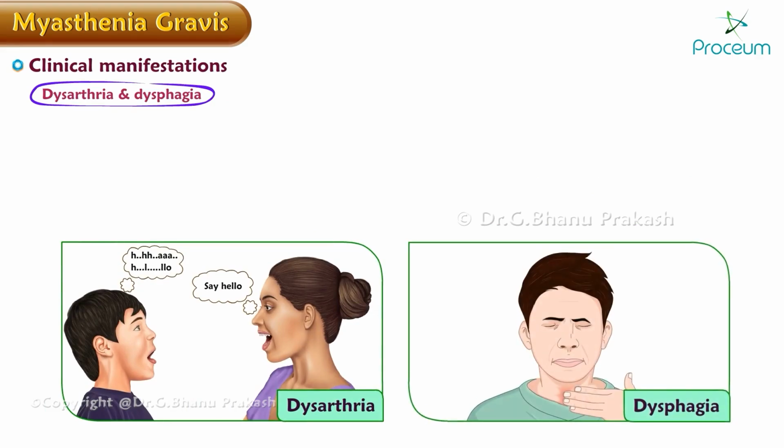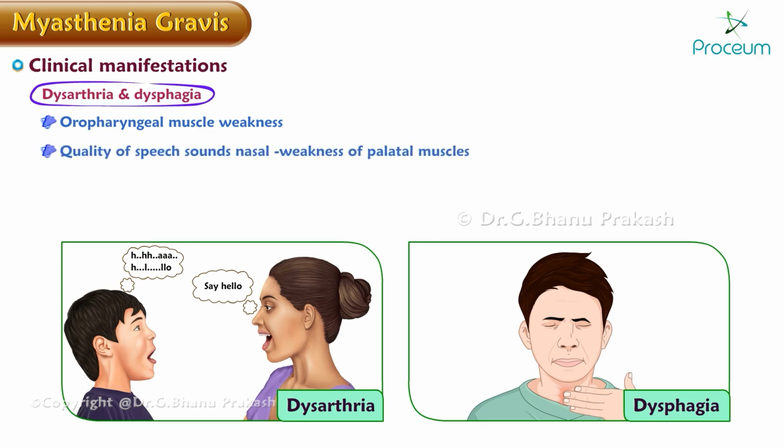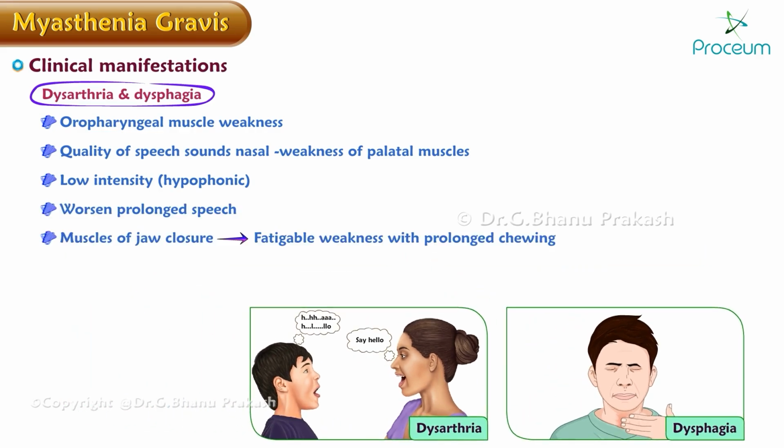Dysarthria and dysphagia. Oropharyngeal muscle weakness produces dysarthria and dysphagia. The quality of speech sounds nasal when there's weakness of the palatal muscles, or it may be of low intensity, hypophonic. These symptoms often worsen with prolonged speech. Muscles of jaw closure may also be involved and produce fatigable weakness with prolonged chewing.